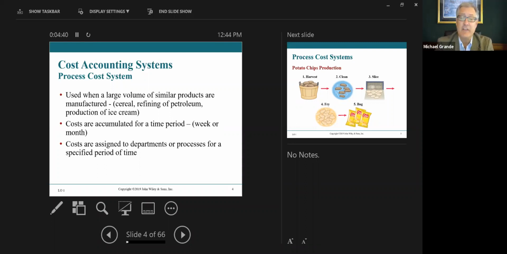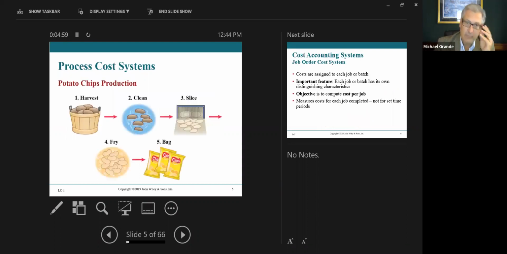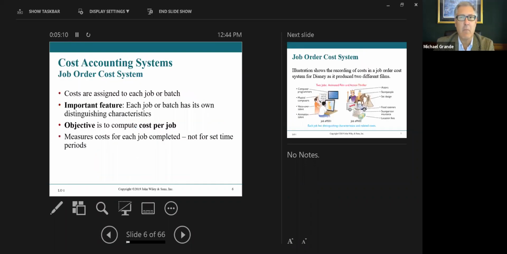In essence, they're going to take the total cost of manufacturing 1 million tubes of toothpaste. So they take the total cost of manufacturing, that could be $1 million, and then they divide it by 1 million tubes of toothpaste. It costs them $1 to make it. Potato chips production, think about it. This is what it takes to process potato chips. But it's the same thing over and over again.